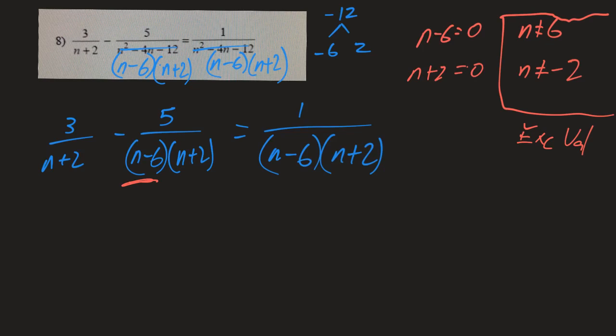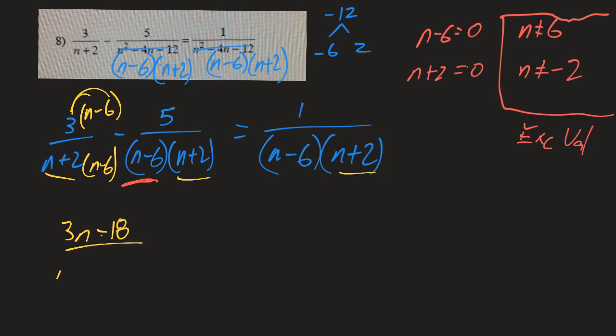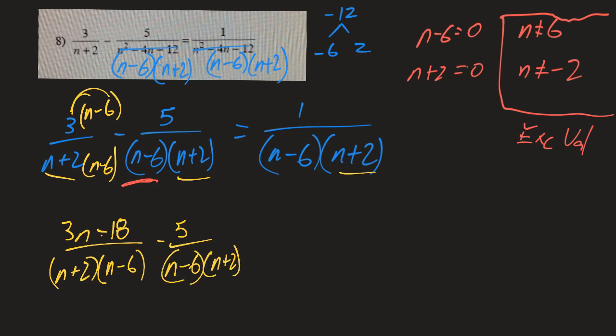Let's keep moving along with this. Let's get our common denominator. So I see n plus 2 in each of these. That's good. Let's take n minus 6 and bring it to this one. n minus 6, n minus 6. And I'll go ahead and distribute this 3 in. So we've got 3n minus 18 over n plus 2, n minus 6, minus 5 over n minus 6, n plus 2 equals 1 over n minus 6, n plus 2.